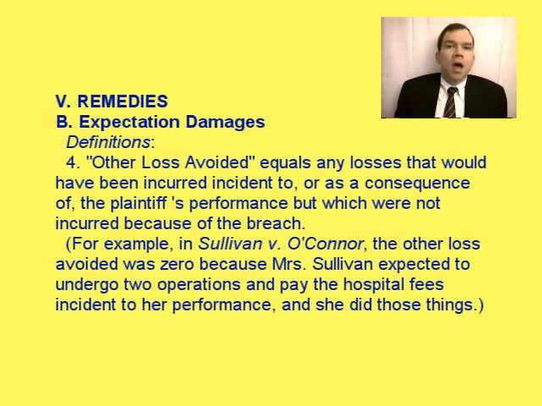Other loss avoided equals any losses that would have been incurred incident to or consequent to the plaintiff's performance, which were not incurred because of the breach. In Sullivan v. O'Connor, for example, the other loss avoided was zero because Mrs. Sullivan expected to undergo 2 operations and pay the hospital fees incident to her performance, and she did those things. But if Dr. O'Connor had simply refused to do the operation, well, then she wouldn't have had to undergo the pain and suffering with those operations or pay the hospital fees, and so those other losses would be avoided.